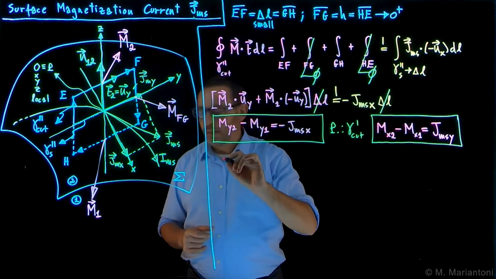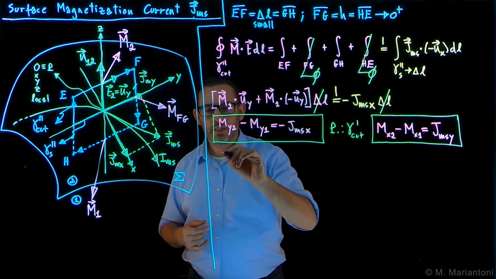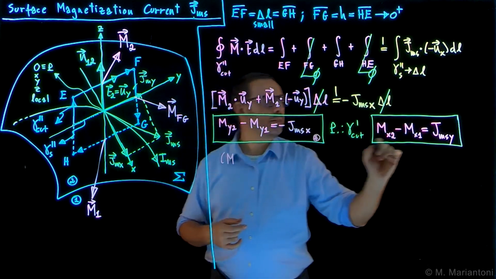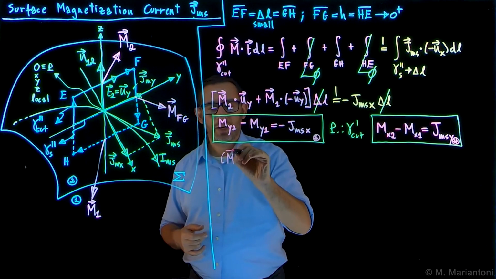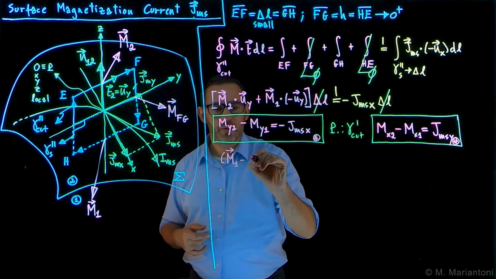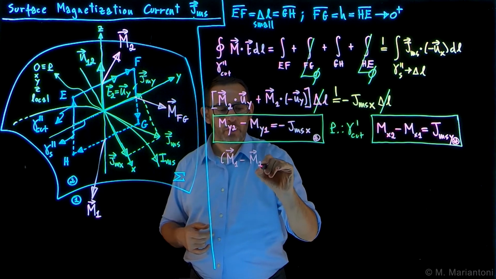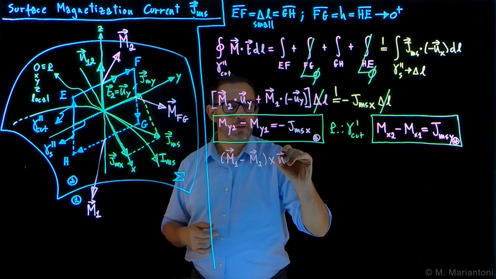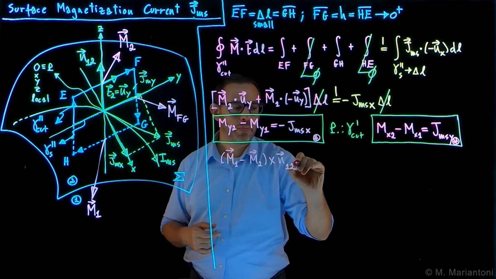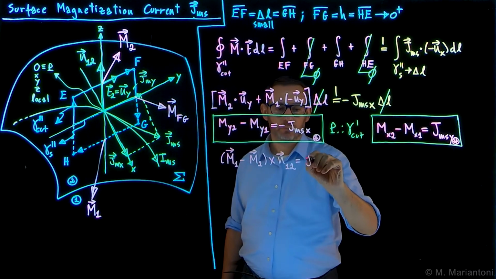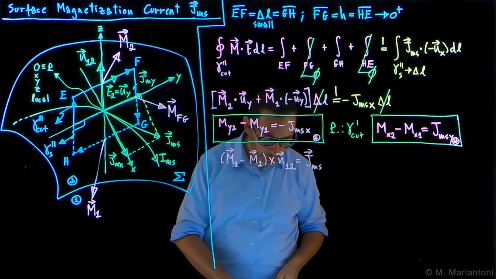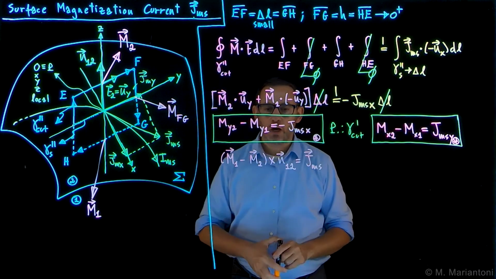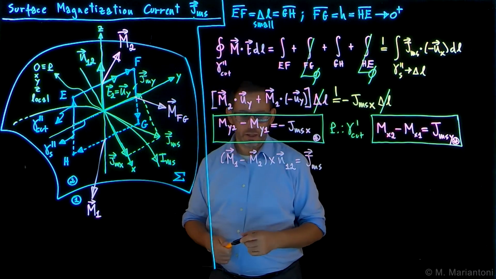And so in short form, the combination of these two equations, considering that there is no such equation for the z component, can be summarized as m1 minus m2 vectors crossed with n, which goes from 1 to 2, is equal to JMS. This is quite easy to prove, because I hope you remember the definition of the cross product in Cartesian coordinate system.